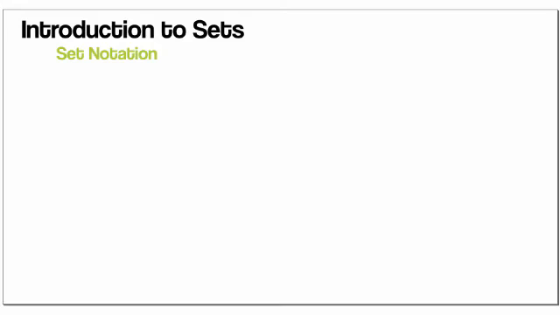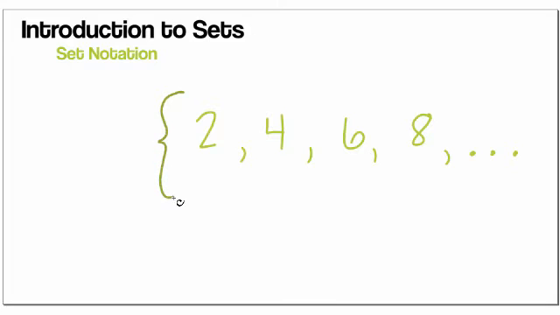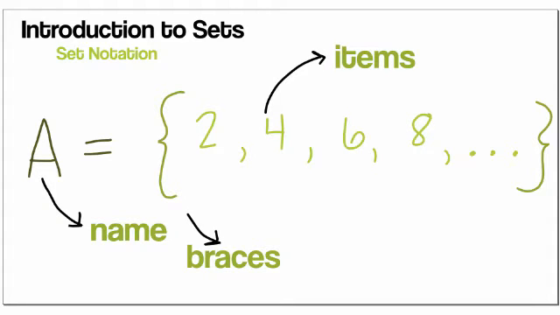Next, let's talk about notation. Notation in math is just basically writing in math language. In set notation, we first write out a list of our items, like our collection. Here we'll write 2, 4, 6, 8, and so on. Looks like a collection of even numbers. Then we'll surround it with curly braces. And then we'll give it a name. In this case, we'll just name it A. That's basic set notation.